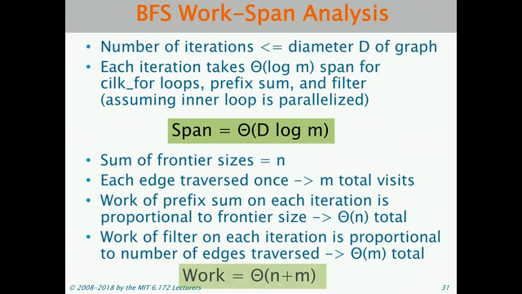So overall, the work is going to be theta of n plus m for this parallel BFS algorithm. So this is a work-efficient algorithm. The work matches that of the serial algorithm. Any questions on the analysis?